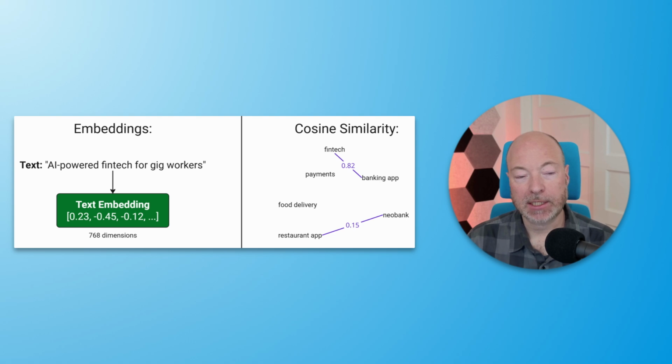So if we have this text here, AI-powered fintech for gig workers, right? That might be like a high-level description of an idea. And it might end up looking like this in vector form. So we just have numbers here between -1 and +1 and 768 of those. And that represents this text. And that's called an embedding.